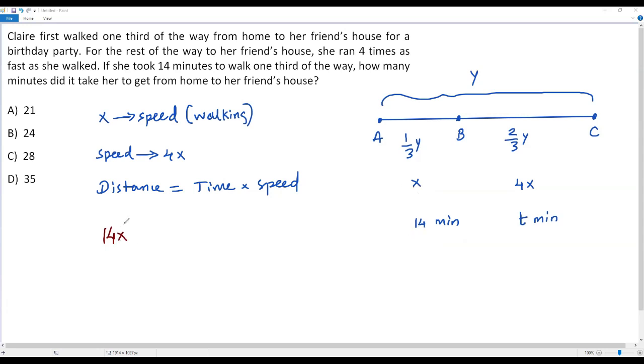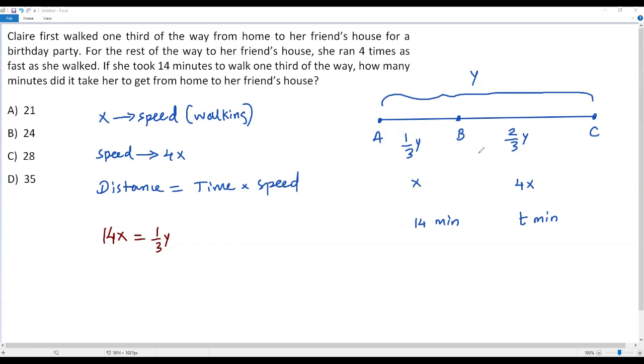So when I multiply them, this 14x represents the distance from A to B. But already we got the distance from A to B in terms of y, that is 1/3 y. So this 14x is 1/3 y. Both of them represent the same distance, that is AB. Since 14x and 1/3 y represent the same distance AB, we can equate them. Then we get 14x equals 1/3 y.